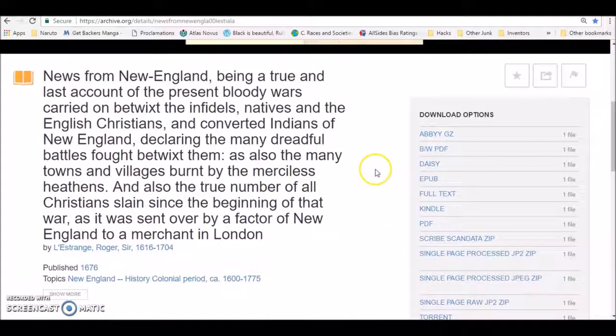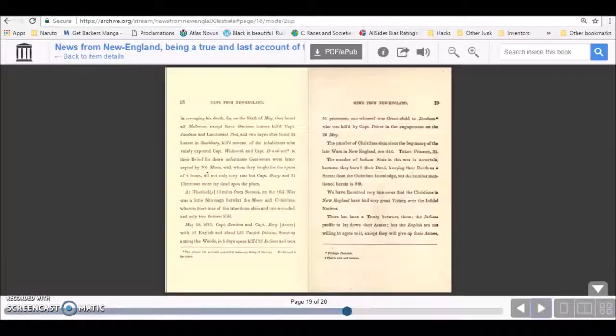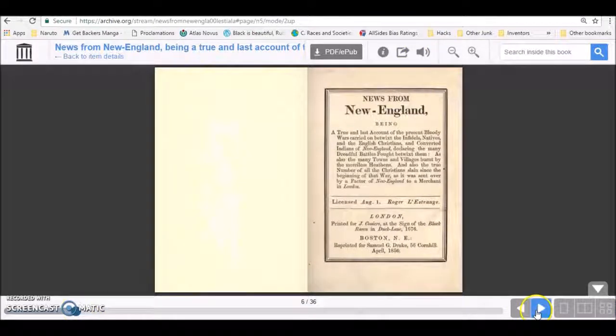Now, I'm gonna go ahead and move on and talk about the Wampanoag a little bit, or King Philip's War. So this book right here is published in 1676, and it pretty much gives you a brief of the war and what they came across and what happened.